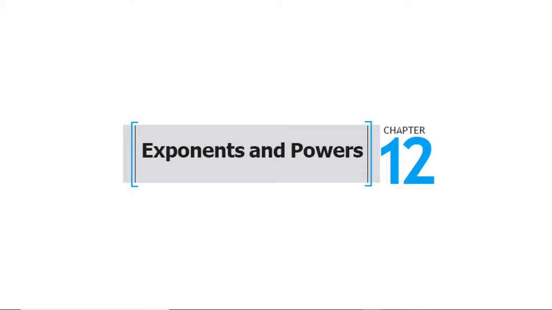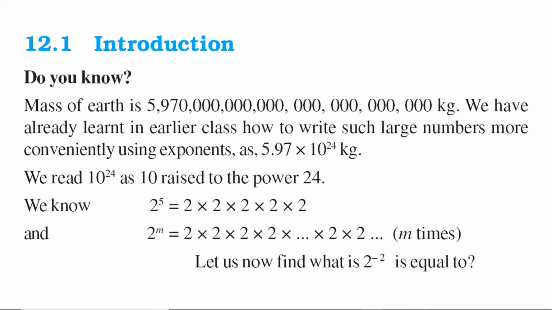This is chapter number 12, Exponents and Powers. This is a big number. What is this number? Even if I start counting the zeros, it will be a time-taking task. So this is 5970 with certain zeros, kg, right? And how to write this number, which is actually the mass of Earth? This is 5.97 into 10 to the power 24 kg. So what we have written is 10 raised to the power 24.